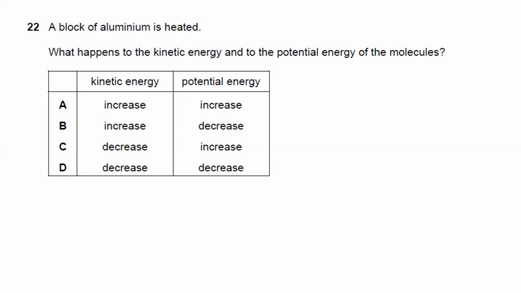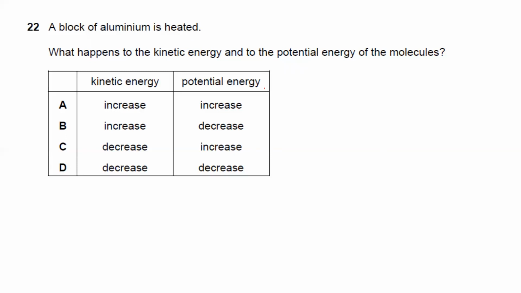What happens to the kinetic energy and to the potential energy of the molecules? So a block of aluminum, aluminum is a metal, is heated. Kinetic energy will increase because heating, or thermal energy, will increase the vibration of the atoms of the aluminum. Writing molecules, I don't think it's a good choice of words, but if it's written as molecules, we can say that the molecules will start vibrating with more energy. So they basically increase the overall kinetic energy.